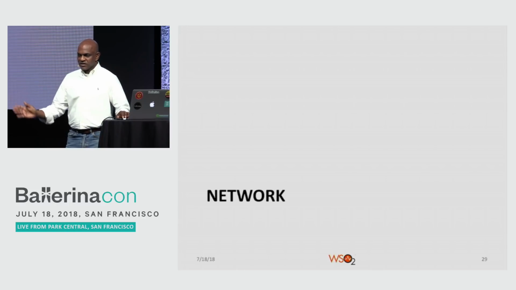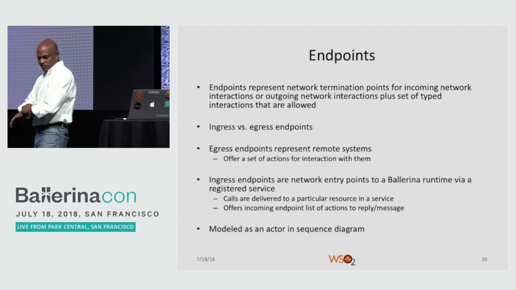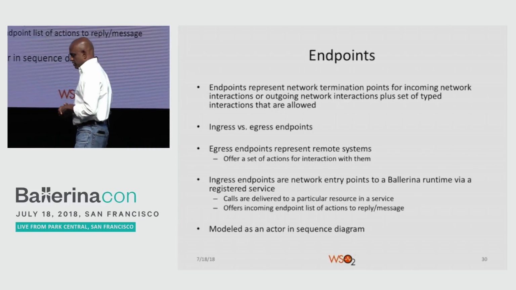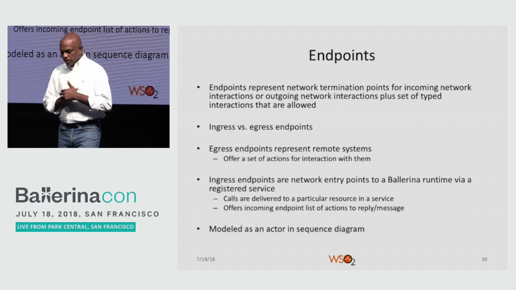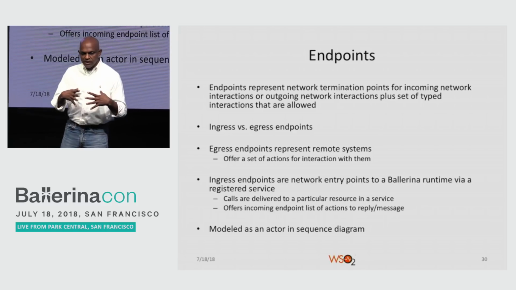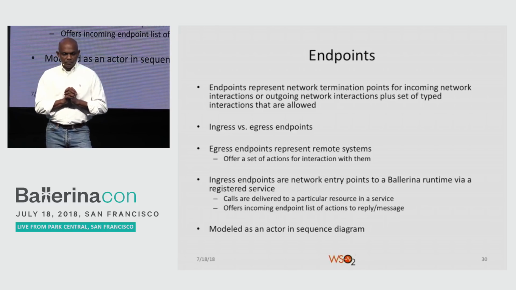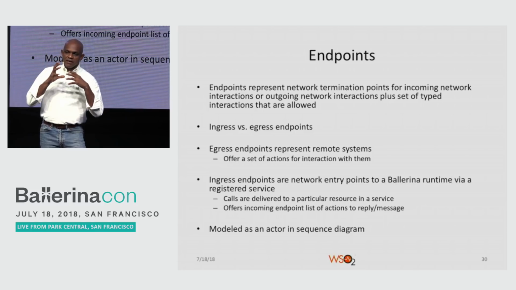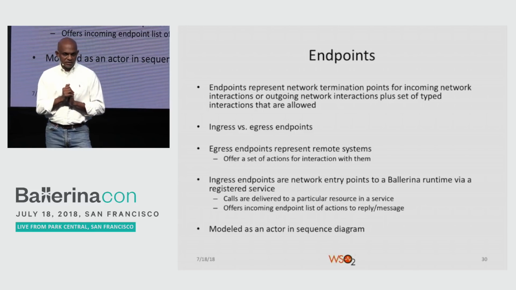Okay, let me switch gears. Enough about talking about the type system. Let me talk a little bit about the network and abstractions. The network is an important thing that we want to model correctly. So we have a couple of key abstractions we're using, something called endpoint. Endpoint represents a network termination point plus type-specific interactions that you're allowed to do with that.